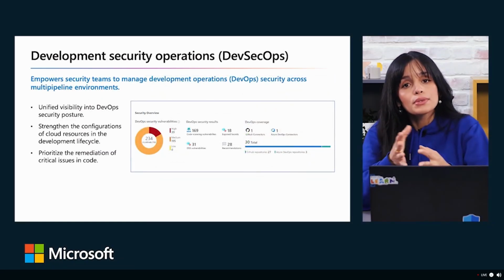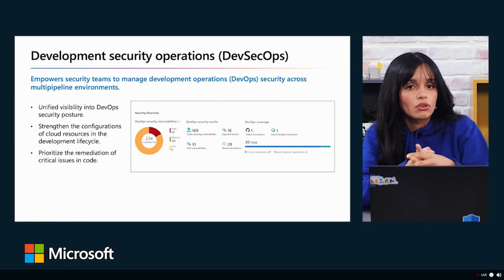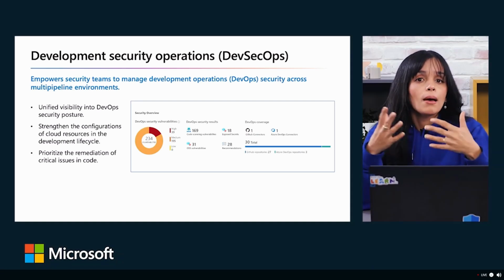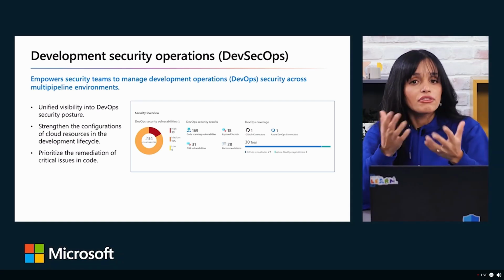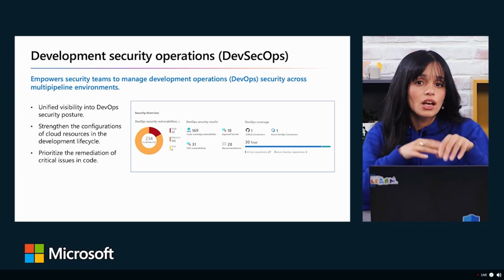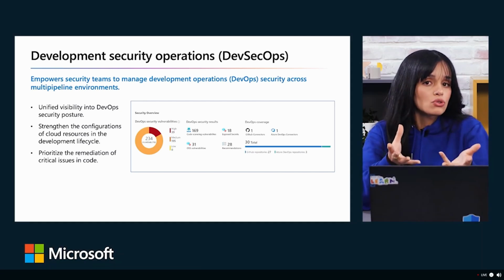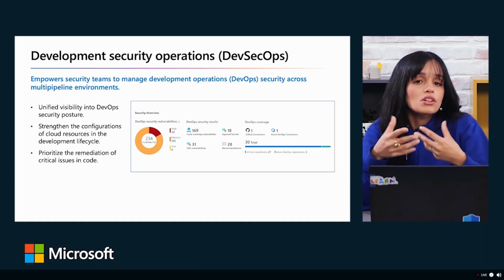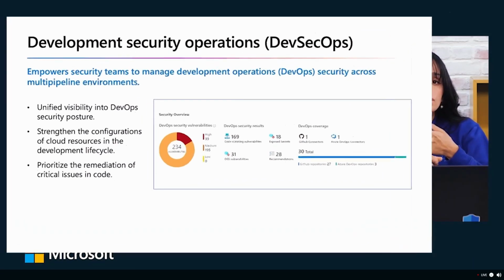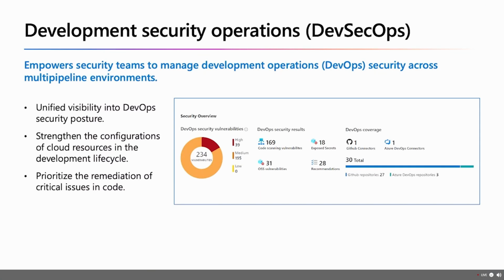Defender for DevOps is a service available in Defender for Cloud. It empowers security teams to manage DevOps security across multi-pipeline environments. Defender for DevOps uses a central console to empower security teams with the ability to protect applications and resources from code to cloud across multi-pipeline environments, such as GitHub and Azure DevOps and others. Findings from Defender for DevOps can then be correlated with other contextual cloud security insights to prioritize remediation in code.